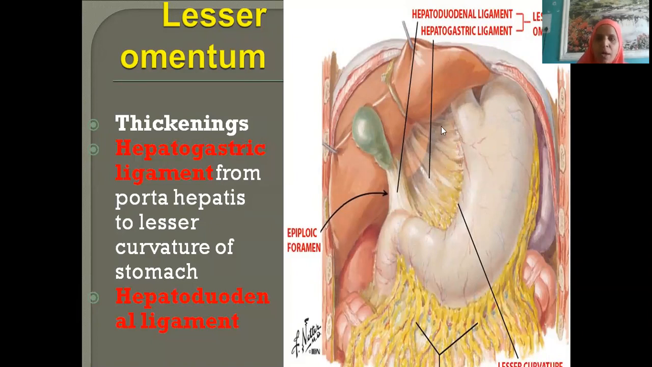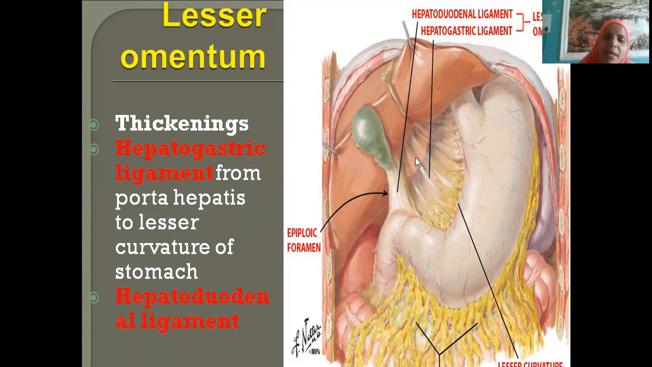Similarly, there is one more thickening which is extending from the liver to the lesser curvature of the stomach. You call this thickening the hepatogastric ligament. Is that clear? The thickening of the lesser omentum between the duodenum and the liver is, sorry, the hepatoduodenal ligament. The thickening between the lesser curvature and the liver, you call it the hepatogastric ligament. Okay?